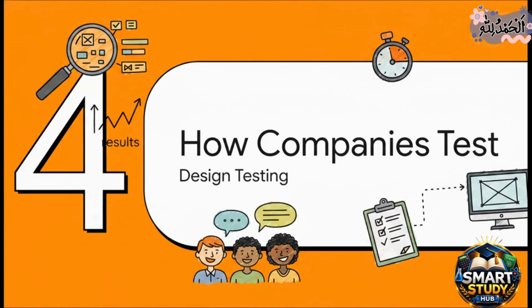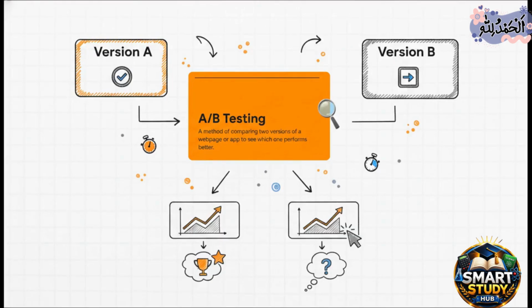So, the big companies know all these rules, but how do they actually know if their design is working? Well, they don't just cross their fingers and hope for the best. They test. They test with real people to make sure they're actually building something that's easy to use. And one of the most common and powerful ways they do this is with something called A/B testing.